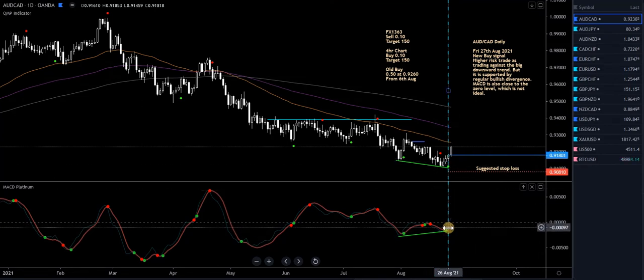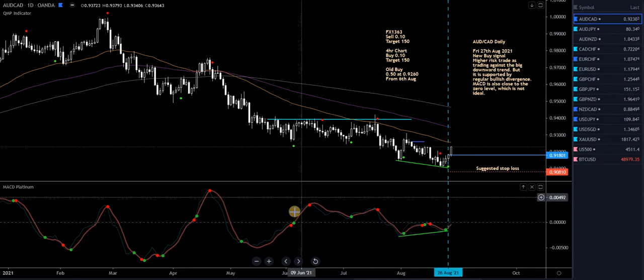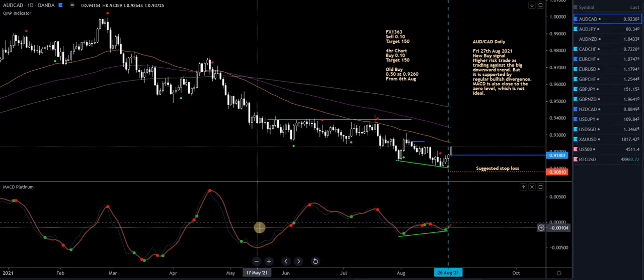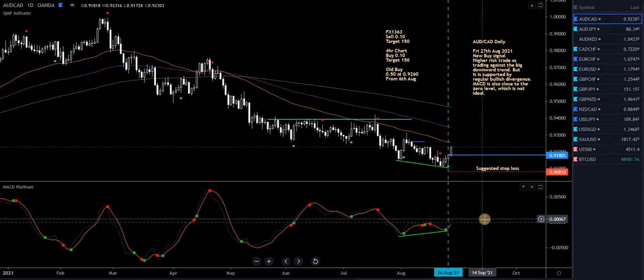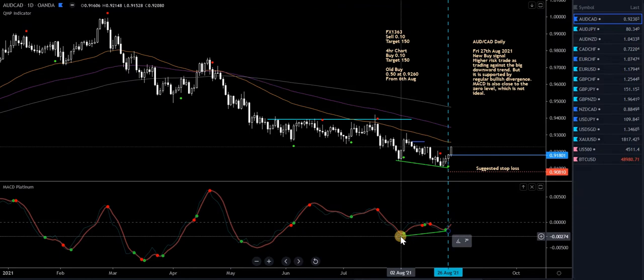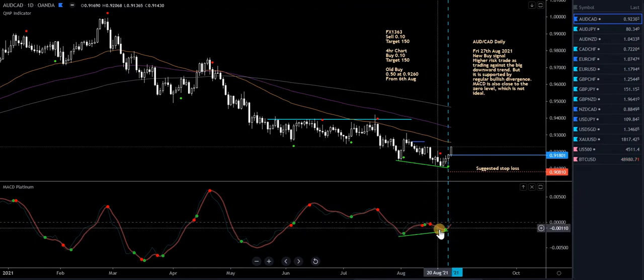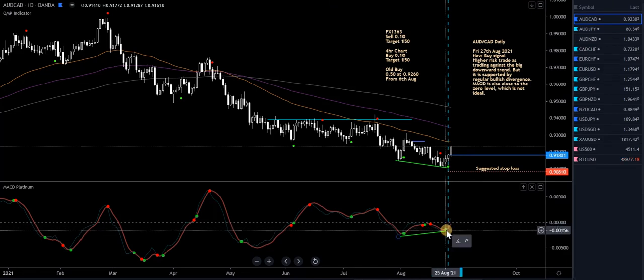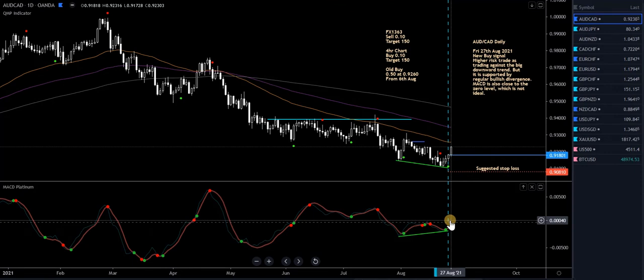Look, the MACD Platinum's at the zero level. Now remember with the MACD Platinum, I'm looking to sell when it's above the zero level. So this is the zero level, this grey dotted line. And I'm looking to buy when it's below. And I also use the MACD Platinum zero level as a bit of a trade management tool. In this case, it's through the zero level.